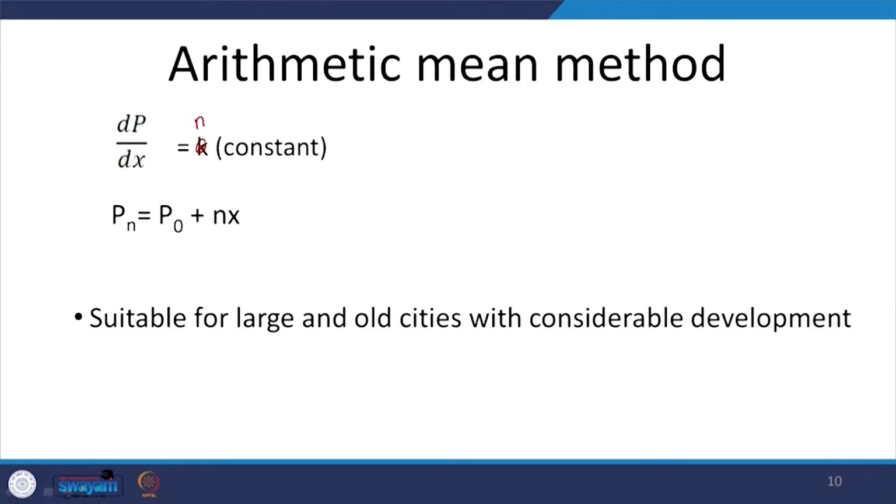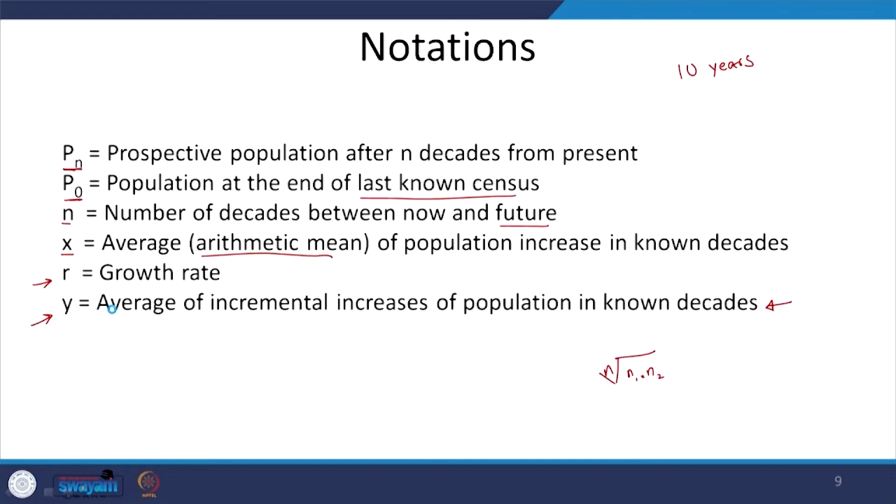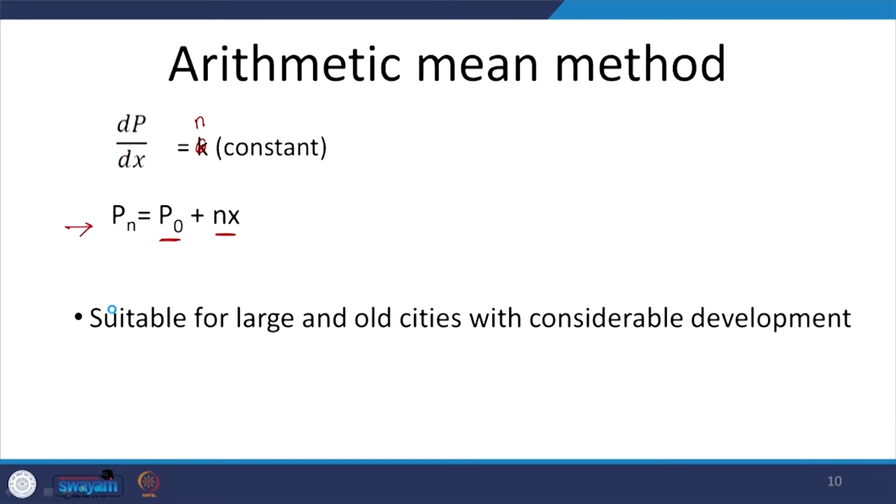This should have been n. So this is the arithmetic mean method. What is this? We have a base population and it's growing at a constant rate, as in the population is increasing at a constant rate. If I take the derivative with respect to x, we see that it's a constant, we just assume it to be constant. So there is going to be a linear increase.